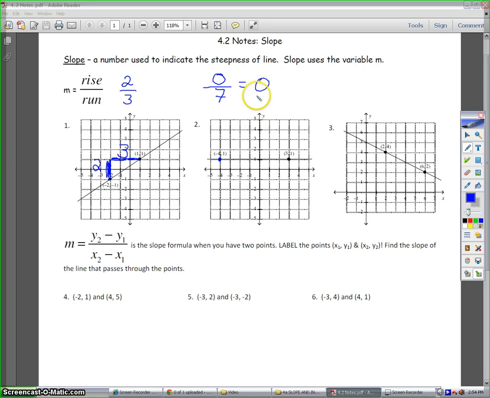So when we have a 0 slope, that means I don't have any steepness to the line. And as you can tell, my line is horizontal. So anytime you see a horizontal line, it's going to have a 0 slope. There is no steepness.